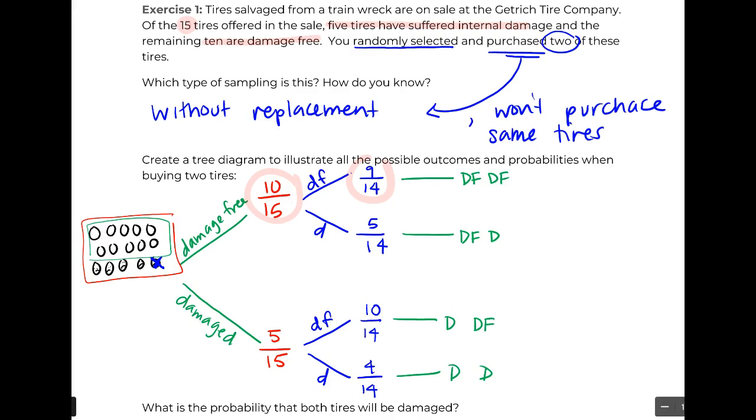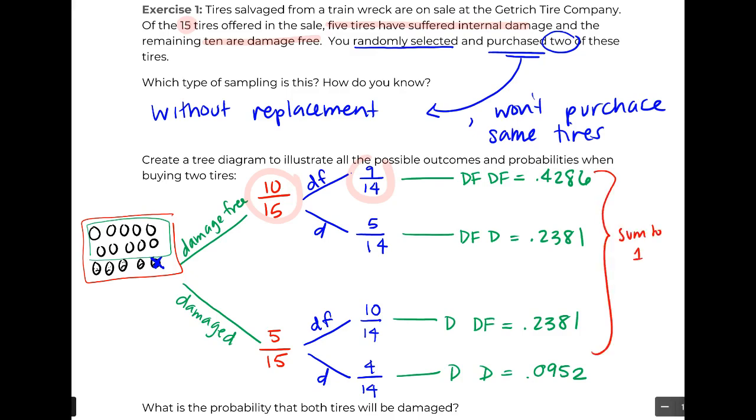So this first one is 0.4286. We have 0.2381, another 0.2381, and 0.0952. All right, and just like our regular tree diagram, all of these things, if you wanted to check your work, should sum to 1.